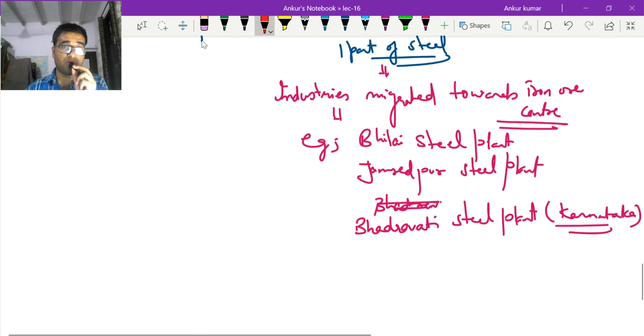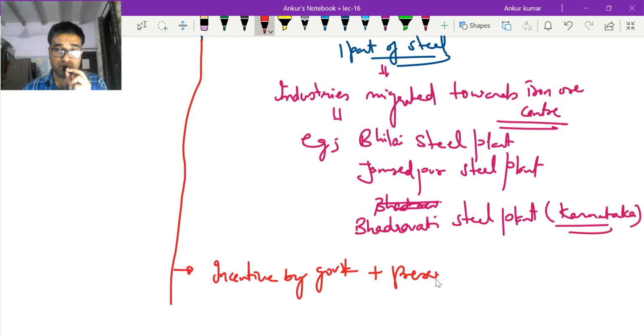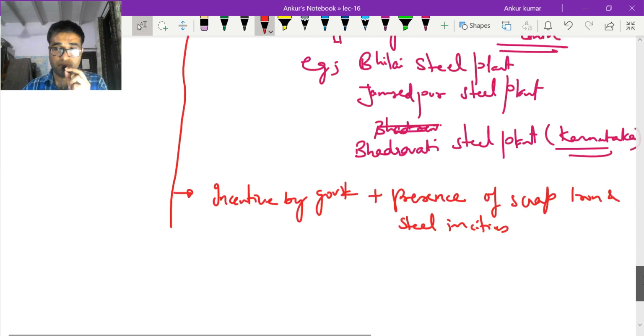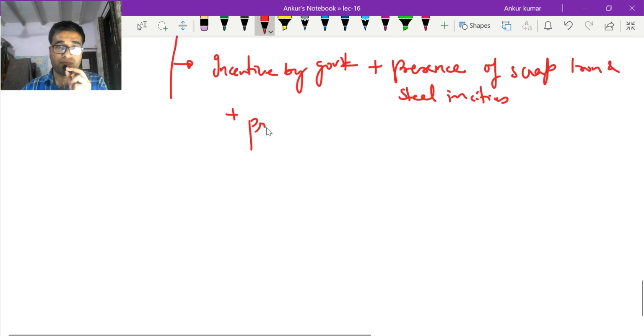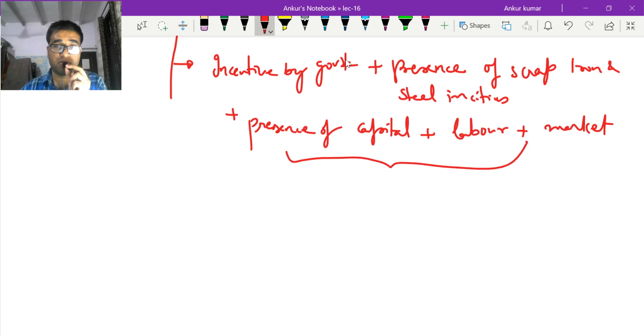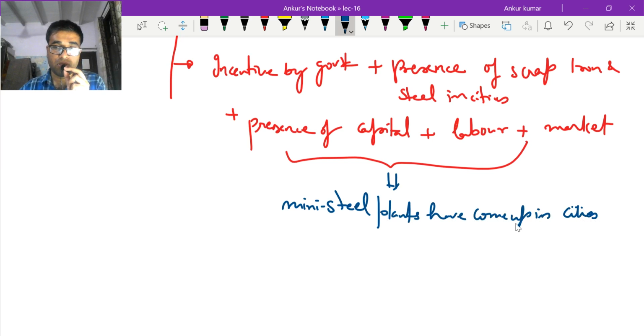Now what is the trend in present time? In the 21st century, because of many factors, for example the incentive by government, the presence of scrap iron and steel in cities, along with the presence of capital, plus labor, plus market, all these factors have affected the location of iron and steel industries, and many steel plants have come up in cities. So this is the recent trend.